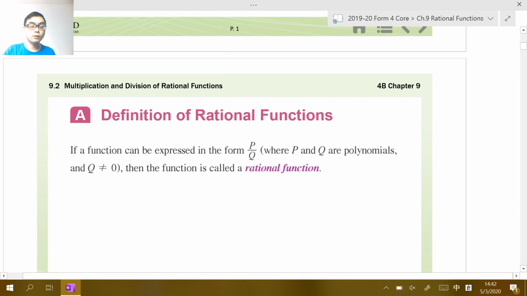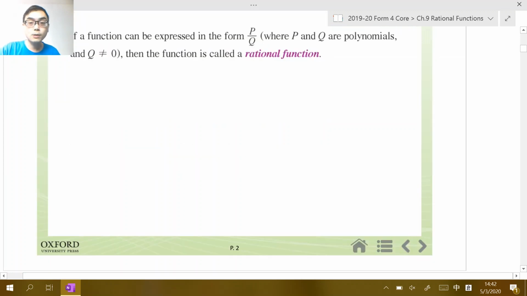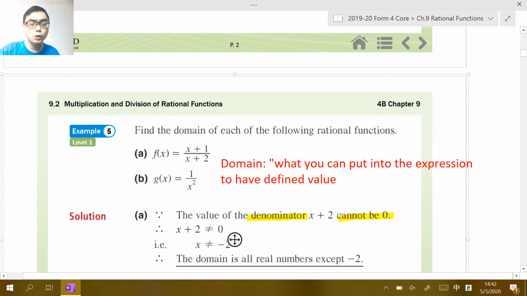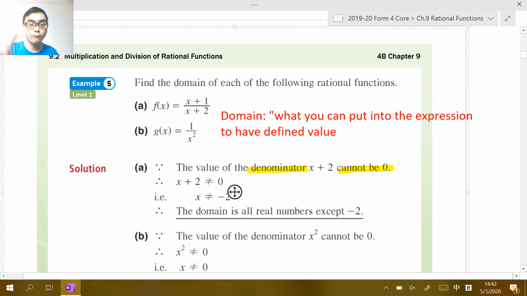It means that you have a fraction, and the numerator and the denominator are both polynomials. That means you will not deal with square root of x or x to the power of a fraction, but just one polynomial over another polynomial. So we call them rational functions. Because we want to highlight more about functions, you are expected to learn one more thing about this kind of fraction. We call it the domain.